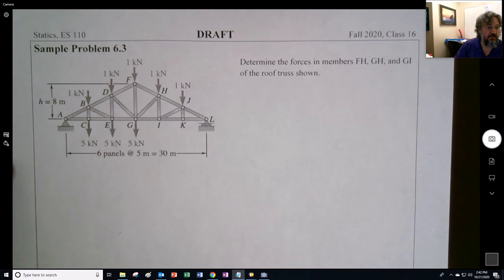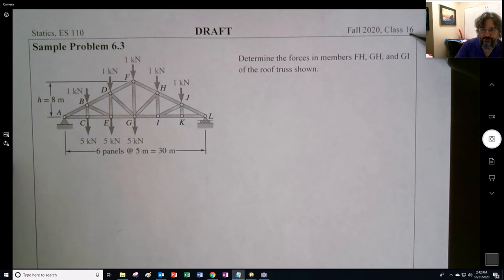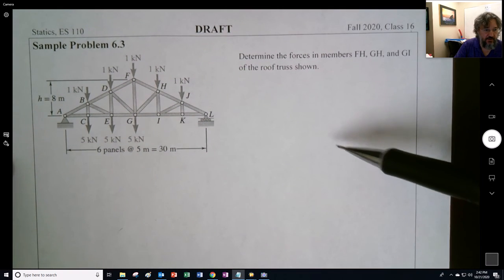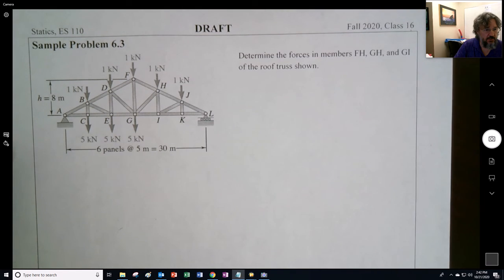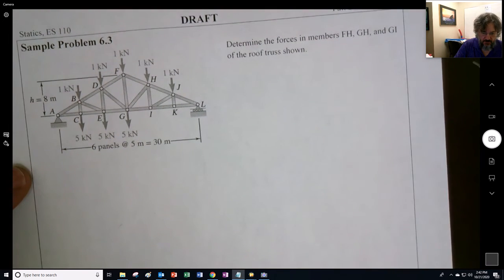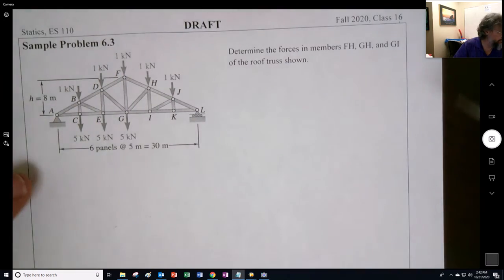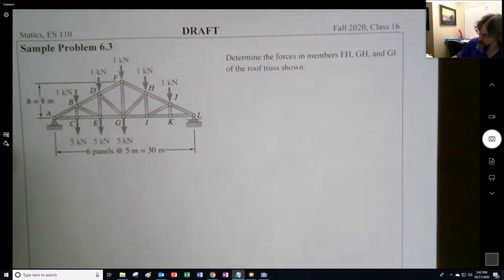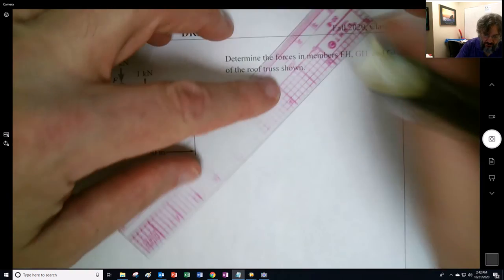Example problem 6.3 is part of class number 16. It's a relatively long problem, the same one out of the book. I'm going to walk through it. Hopefully this will help you out in a more complicated problem. It wouldn't hurt to use a straight edge.